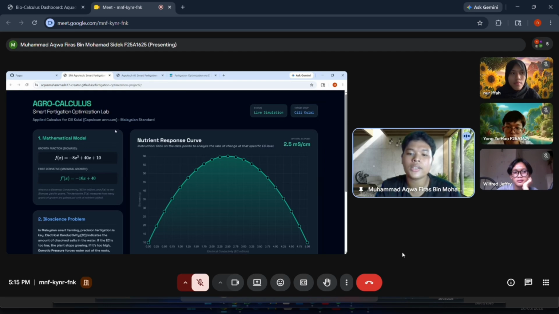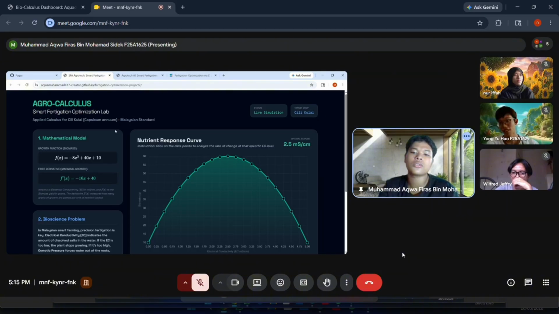Excessive nutrients lead to soil salinization and environmental runoff. By using the first derivative, f'(x), we can calculate the marginal growth rate. This tells us exactly how much biomass we gain for every additional unit of fertilizer. In essence, calculus allows us to move from guessing our fertilizer rate to calculating it for maximum ROI and plant health.